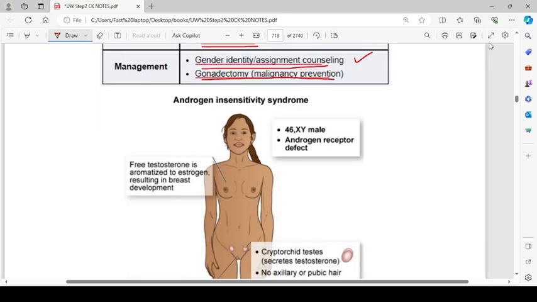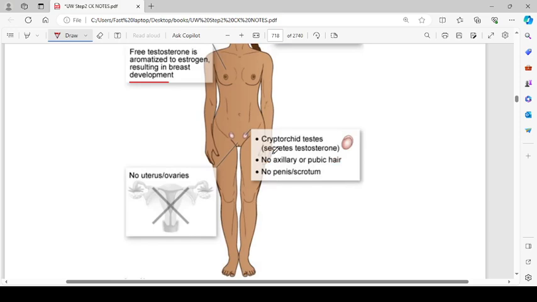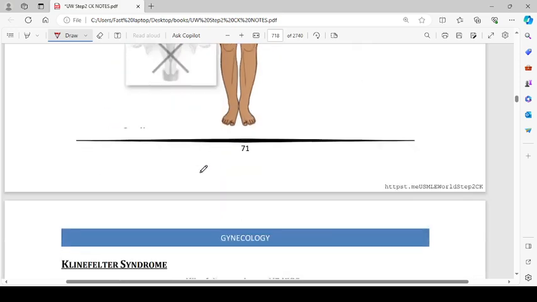Androgen insensitivity syndrome: 46XY male, androgen receptor defect. Free testosterone is aromatized to estrogen, resulting in breast tissue development. Cryptorchid testis secretes testosterone, no axillary or pubic hair, no penis or scrotum, and no uterus or ovaries.